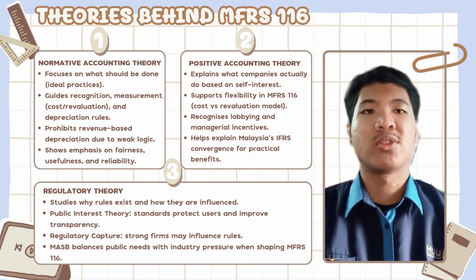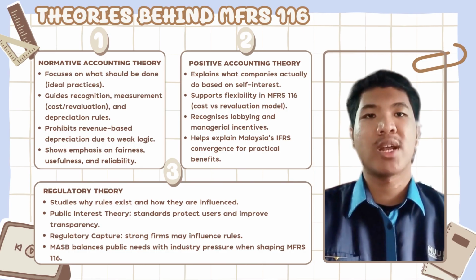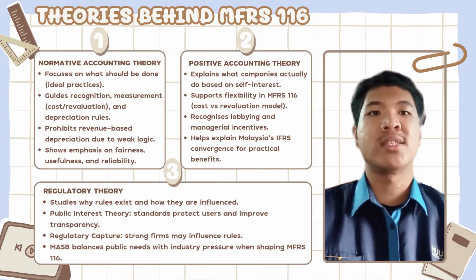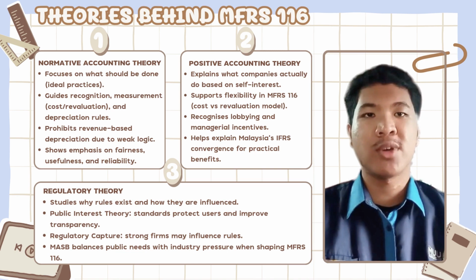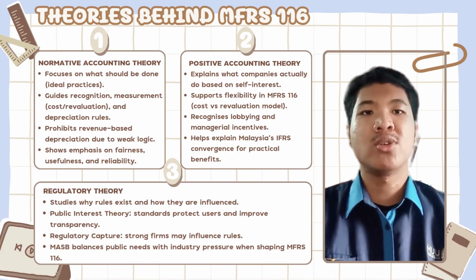Now I'm going to talk about the three key theories that contribute to the formulation of MFRS 116, normative accounting theories, positive accounting theories, and regulatory theory. Each of these theories provides a different viewpoint on why certain requirements exist and why specific options are allowed within the standard.